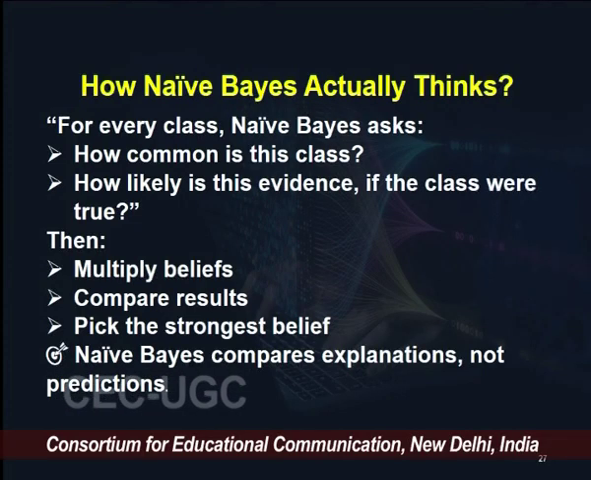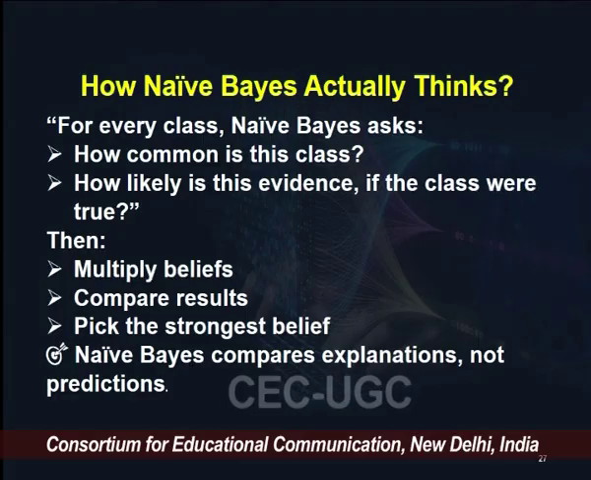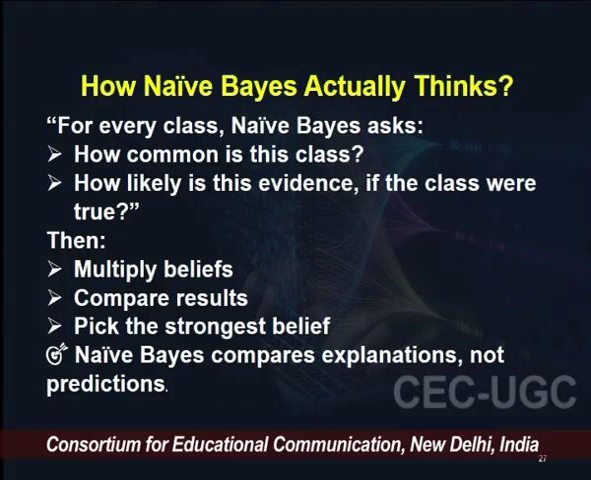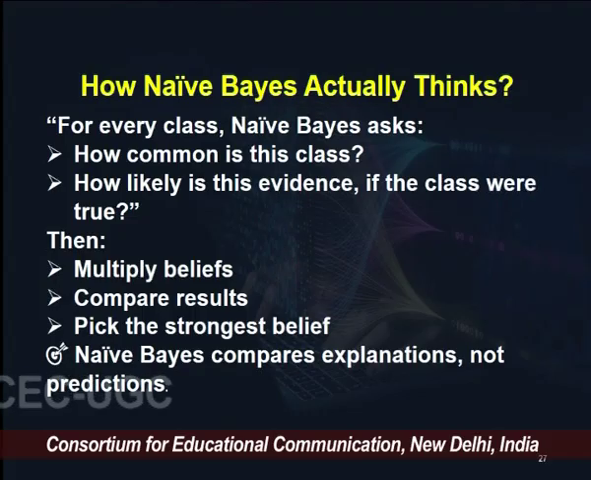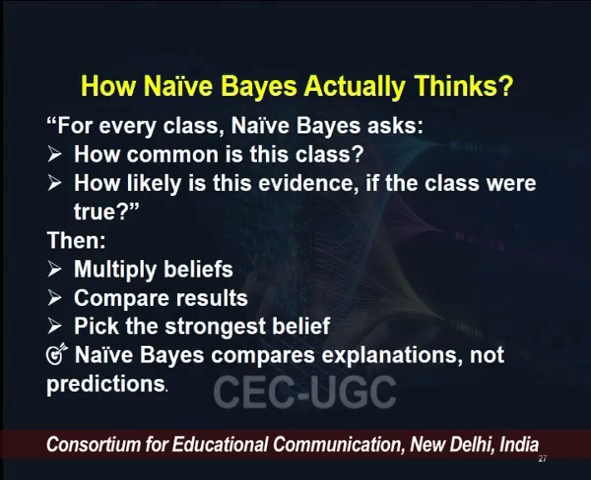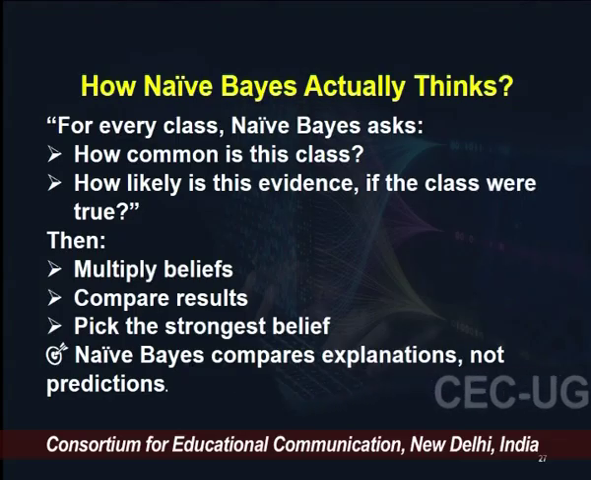So, let us talk about how it actually thinks. For every class, naive Bayes would ask how common is this class, how likely is the evidence if the class were true, then we multiply those beliefs, we compare the results, and we pick the strongest belief. That is the entire algorithm, I would say, in short, how naive Bayes actually thinks and works. So, naive Bayes compares the explanations, not the predictions. Remember that it is just comparing those explanations, not the predictions part.